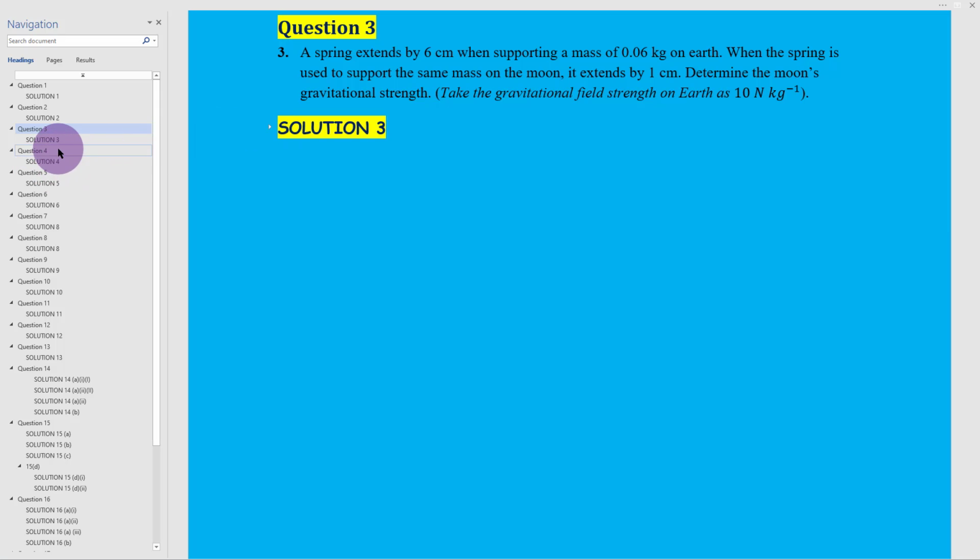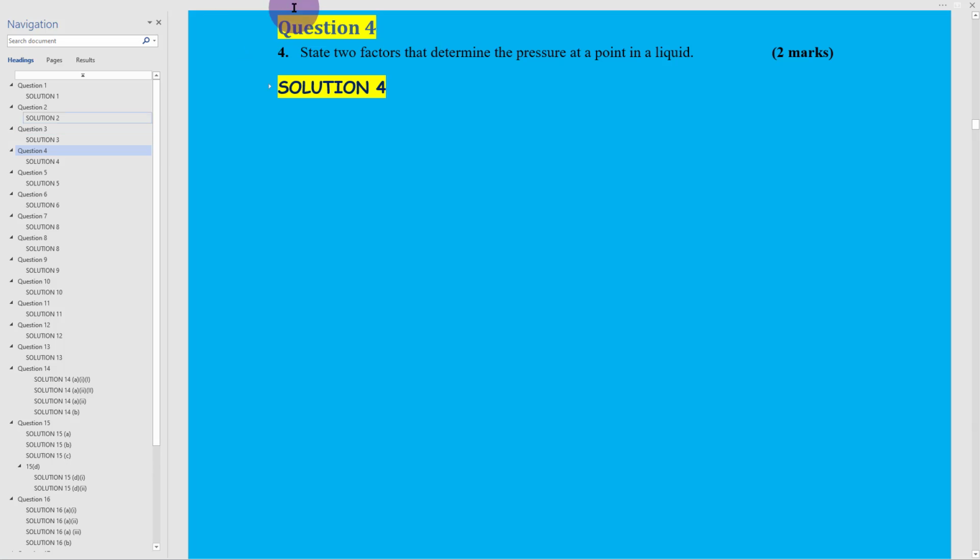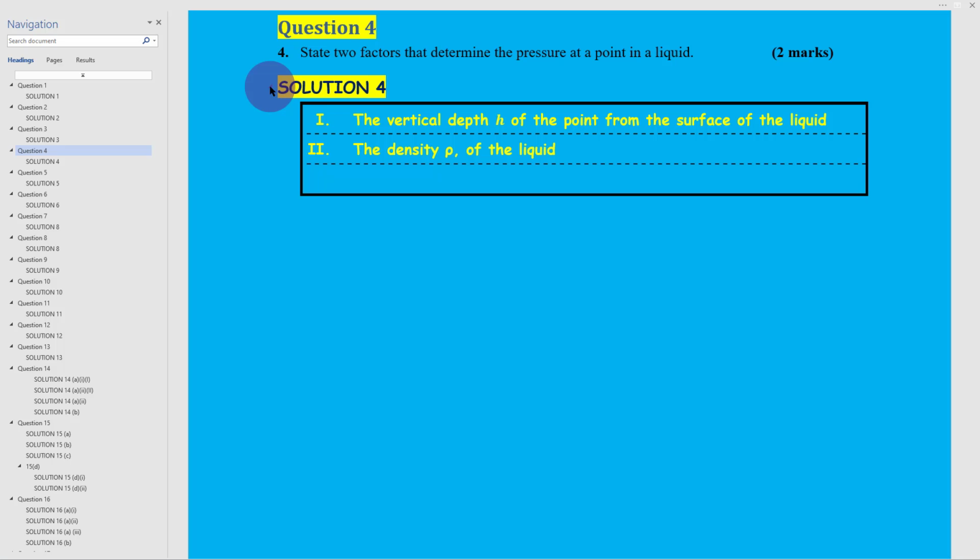Let's go to question 4. In question 4, we are asked to state two factors that determine the pressure at a point in a liquid. Of course, this one is direct. One of them is the vertical depth h of the point from the surface of the liquid, and the other one is the density rho of the liquid. There isn't much to that.